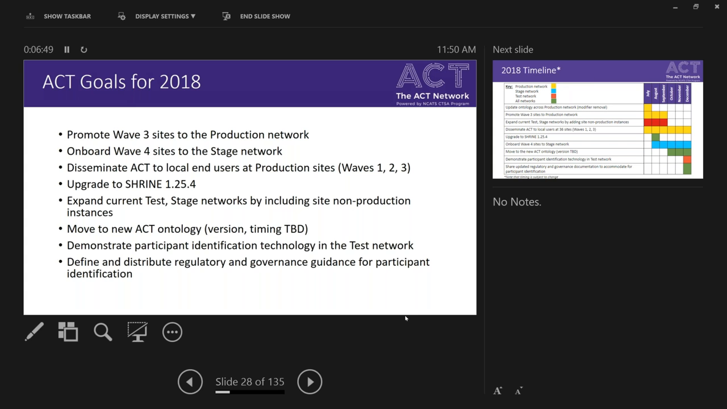We will move to a new version of the ACT ontology, date and version TBD. I know right now a lot of you have seen the emails come through about doing a very minor upgrade over the next couple of weeks.